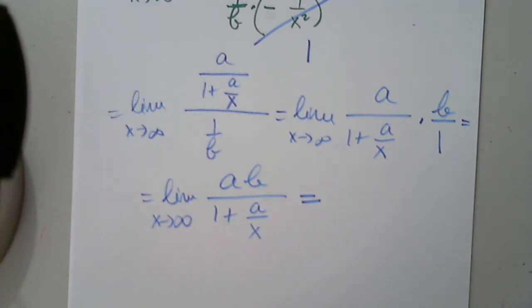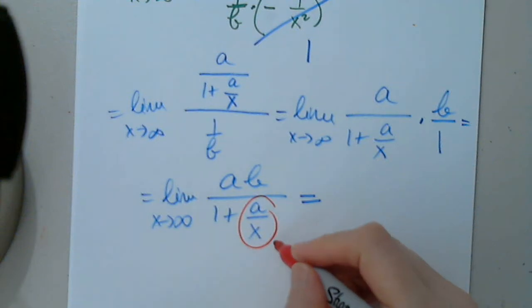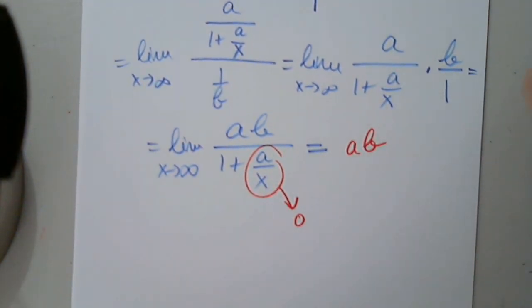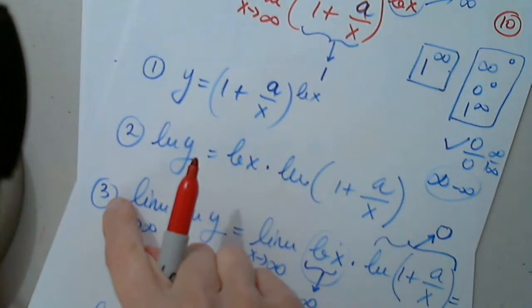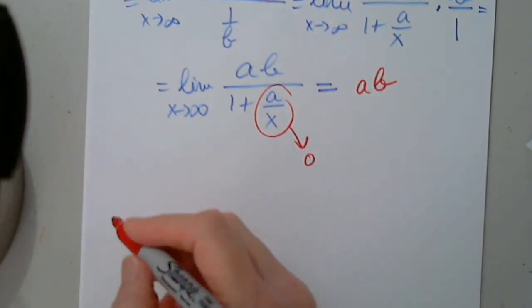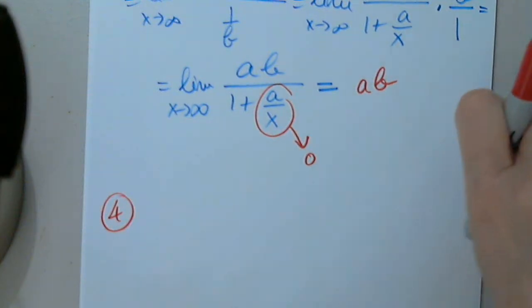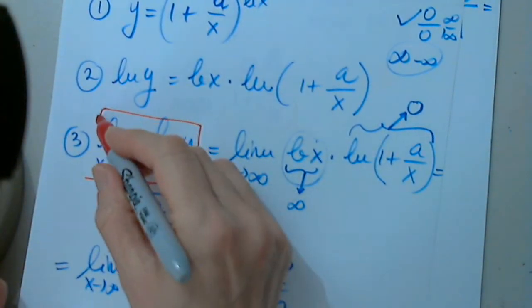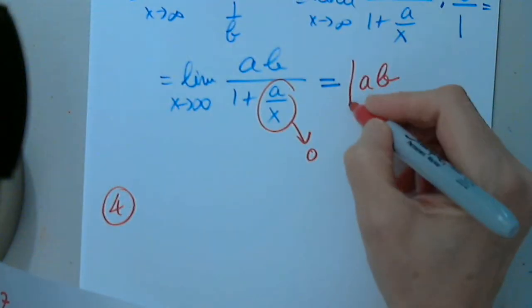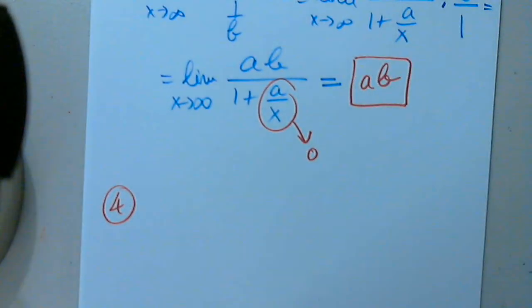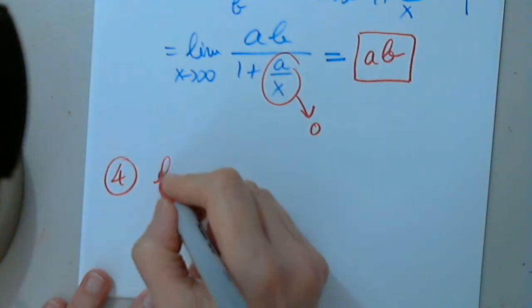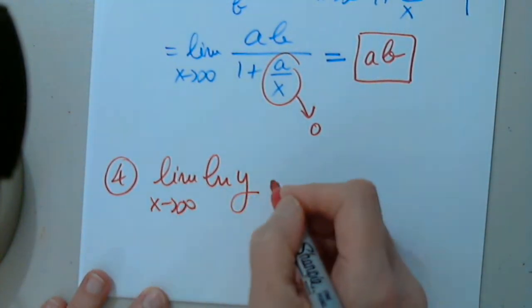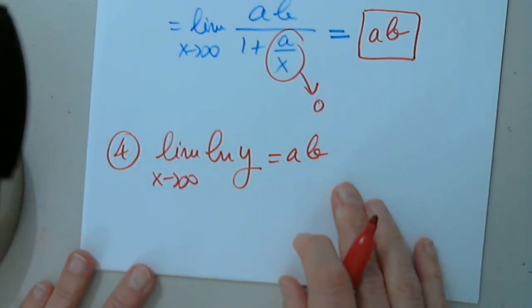AB, very good. Excellent. At this point, we reached step 4. In step 4, I copy the beginning of step 3, and I copy the end of step 3. So I have that limit of natural log of y as x approaches infinity equals ab.